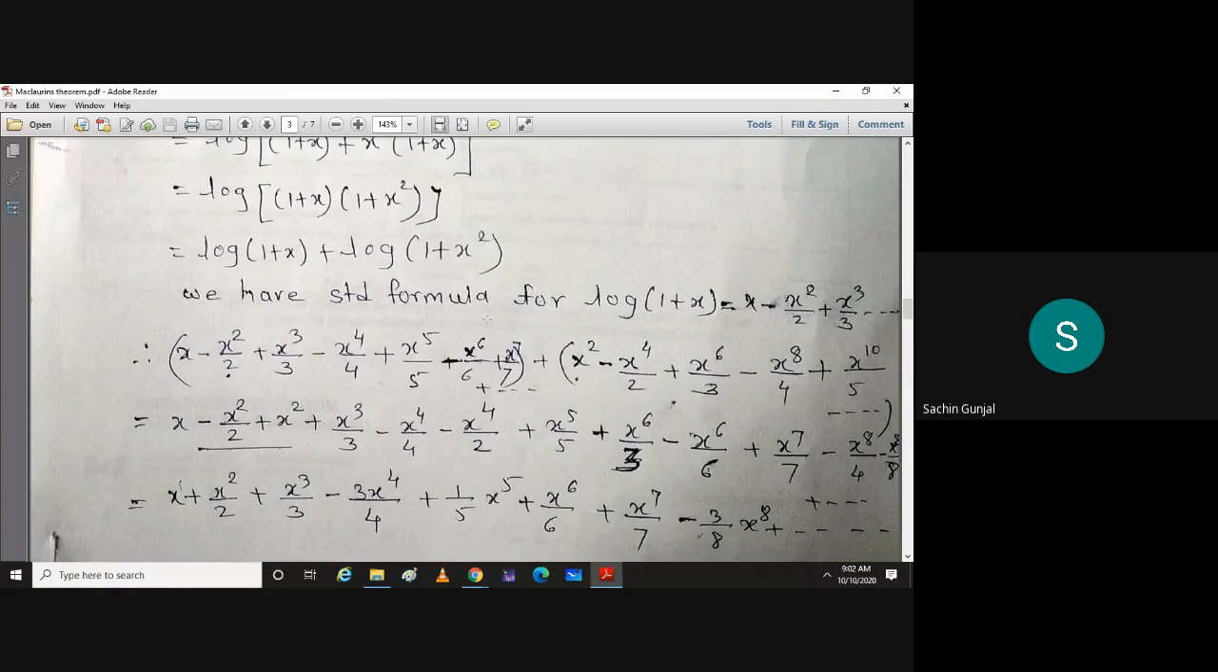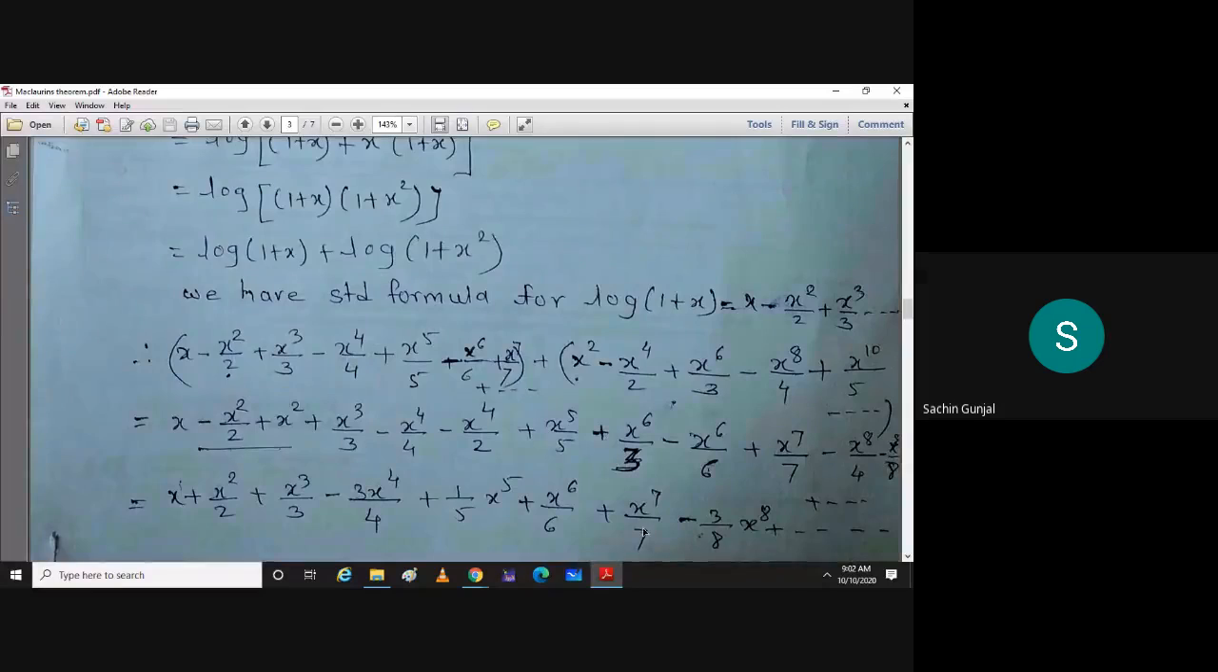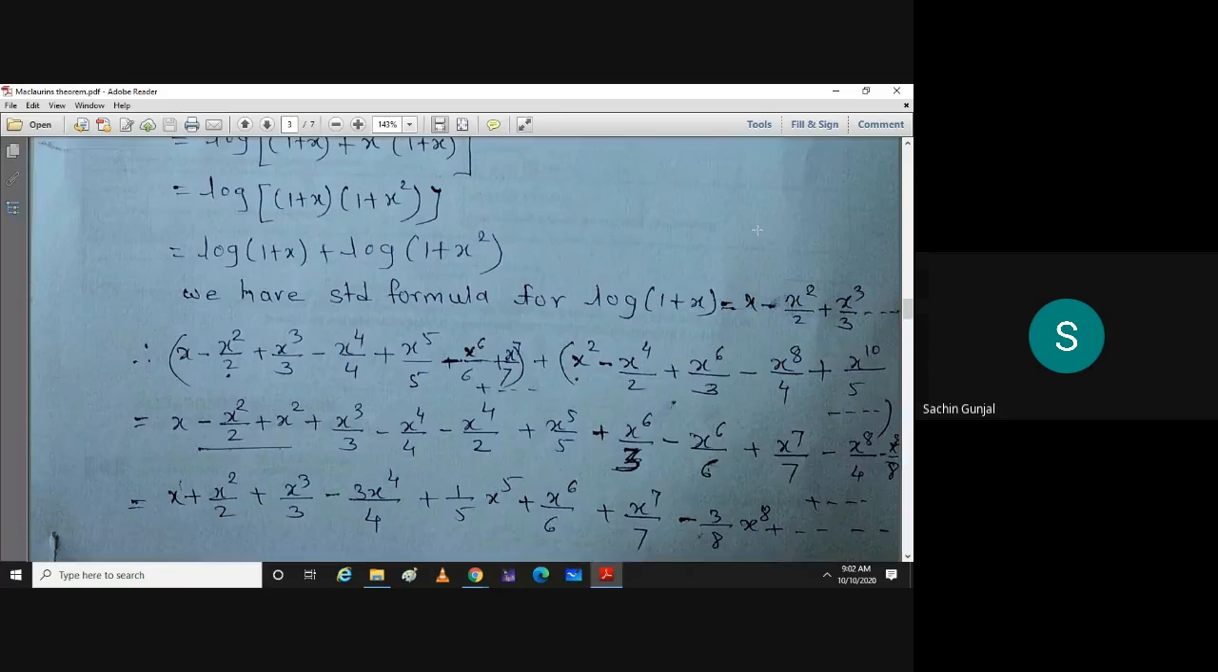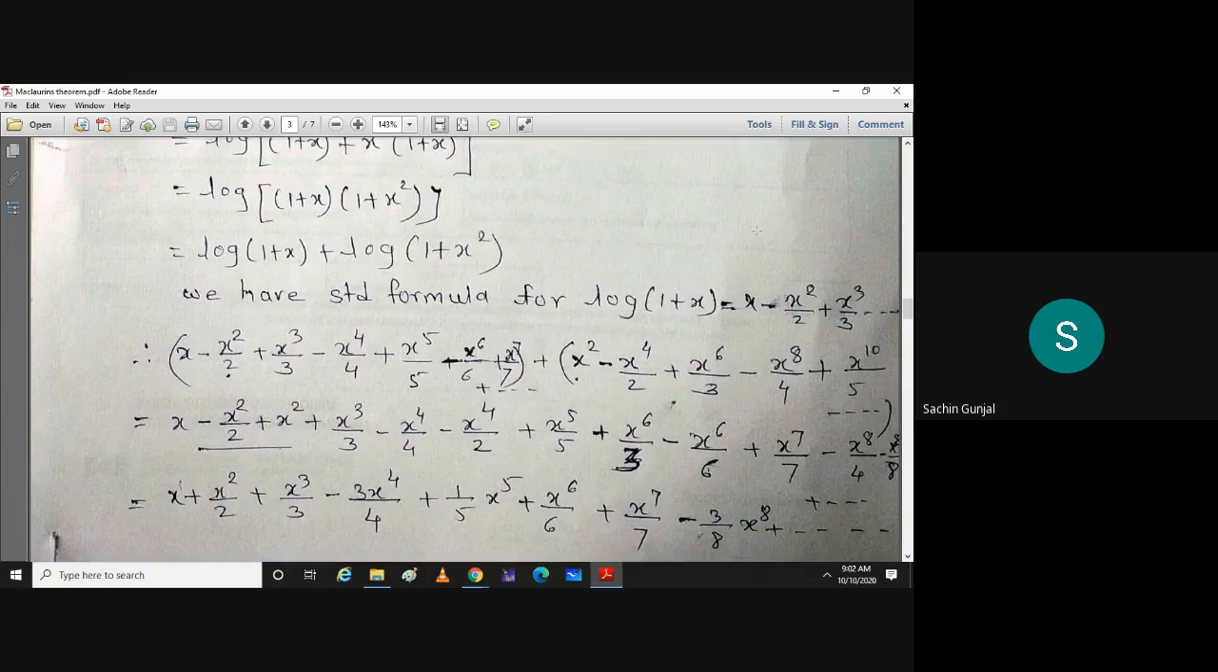Then x raised to 7 by 7. Okay, and there is no term of x raised to 7 here. And at the end, here minus x raised to 8 by 8, so minus 1 by 8 minus 1 by 4. That becomes minus 3 by 8 x raised to 8. All right. And that is the series expansion up to x raised to 8.